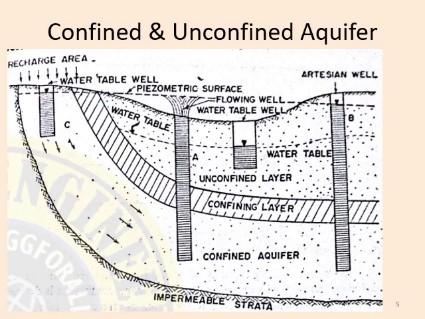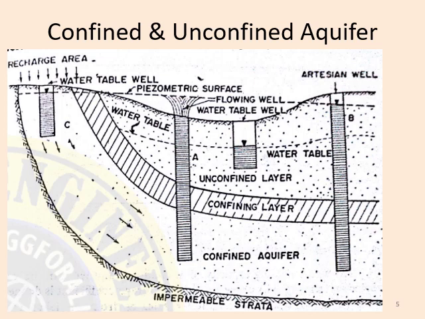So here is a diagram where we will see that confined and unconfined aquifers are shown combined. Here it is a piezometric surface, the natural piezometric surface, and here also three wells, named C, A and B, are penetrated in the confined area.